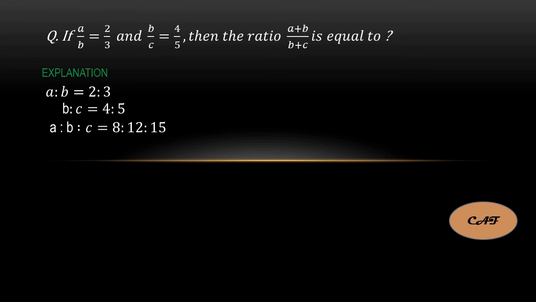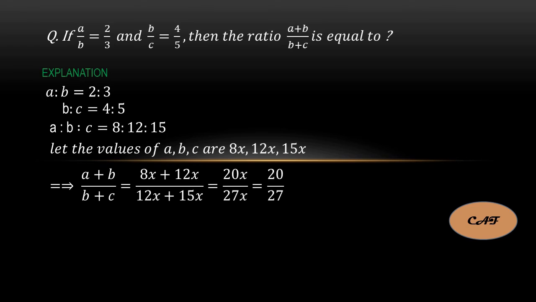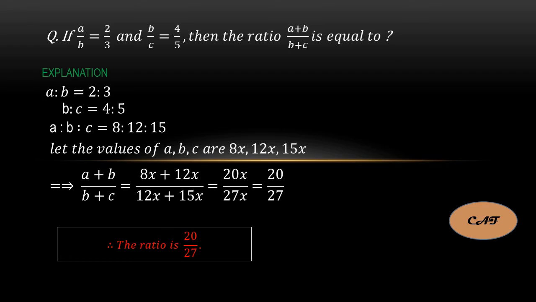So now you got the ratios. Okay. But we can't tell the exact values of these a, b, c are the same. So I am assuming a, b, c values are 8x, 12x and 15x. Okay. Then I will substitute these values in whatever question they are asking. So a plus b by b plus c is equal to 8x plus 12x divided by 12x plus 15x is equal to 20x divided by 27x. The x will cancel and the remaining is 20 by 27. So whatever the ratio is, 20 by 27 or 20 is to 27. Whatever options they gave in the question, you can take whatever you want. Okay.